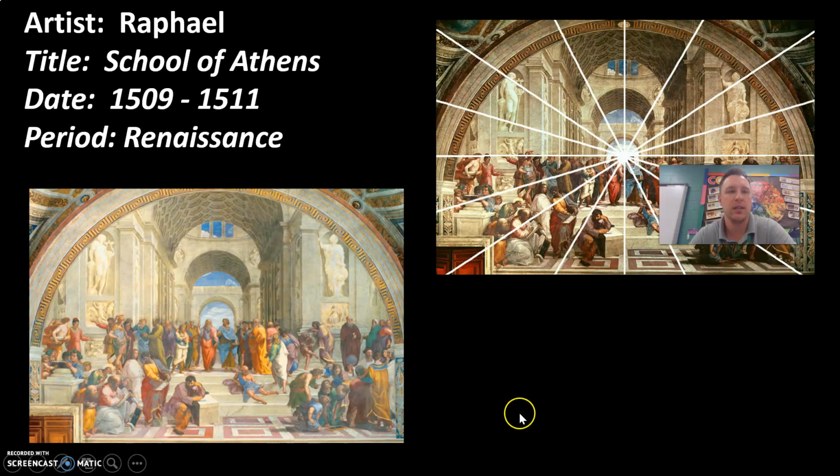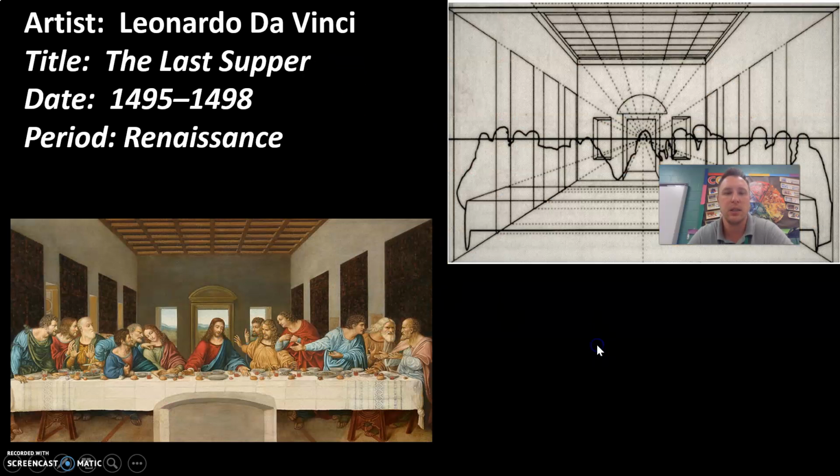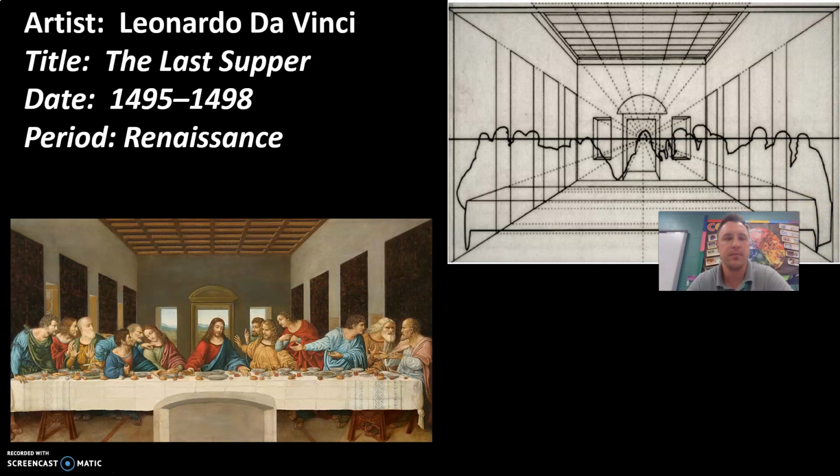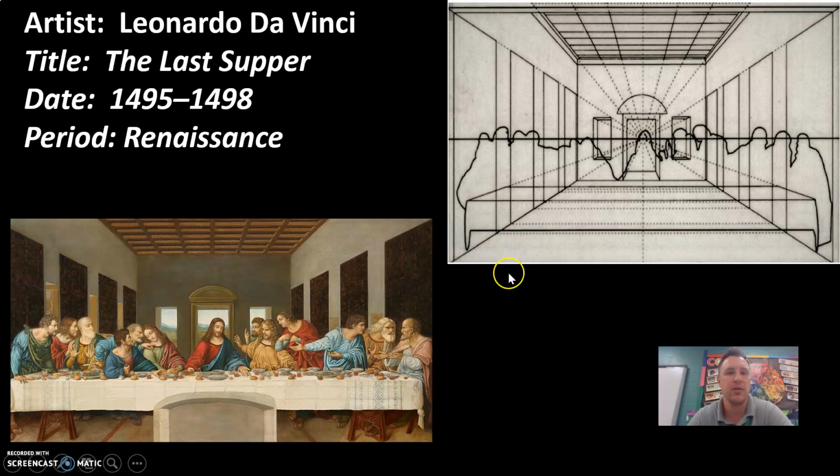And this artwork is by the artist Raphael. It's called The School of Athens. It was made somewhere between 1509 to 1511 during the Italian Renaissance. Here's another example showing linear perspective during the Renaissance. This is Leonardo da Vinci. It's called The Last Supper, and it was made between 1495 to 1498.